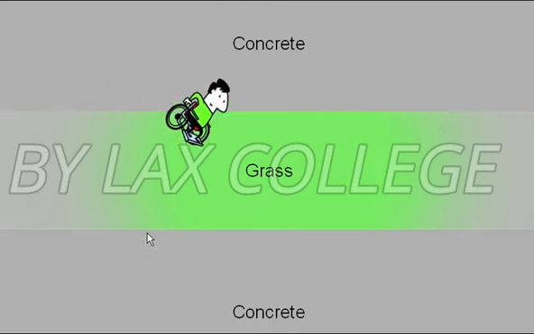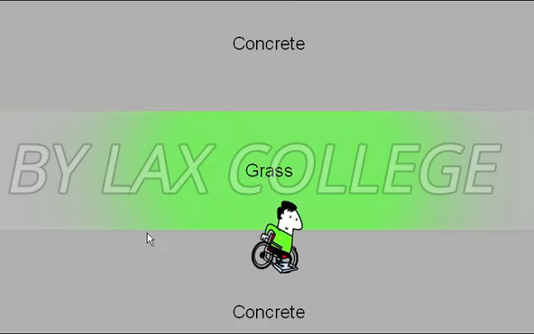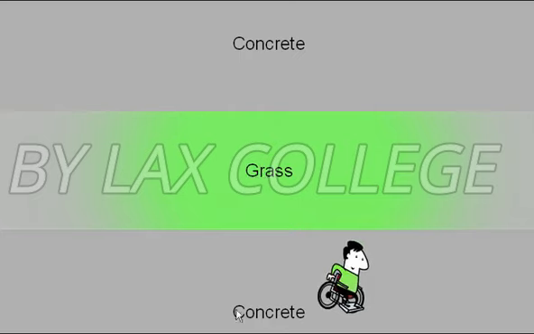The wheelchair turns as it meets the grass, travels more slowly over the grass, turns again as it meets the concrete and travels more quickly. The wheelchair has been refracted.